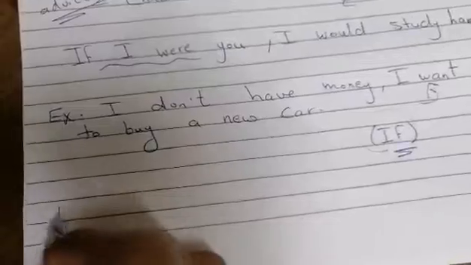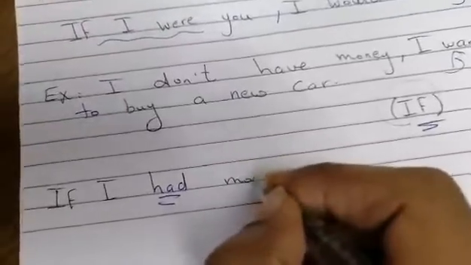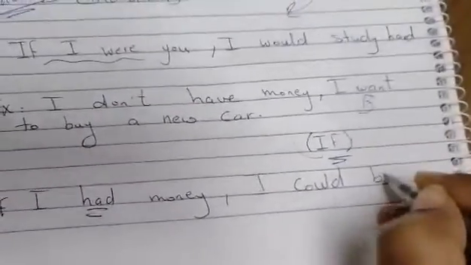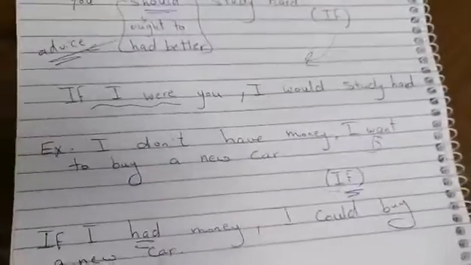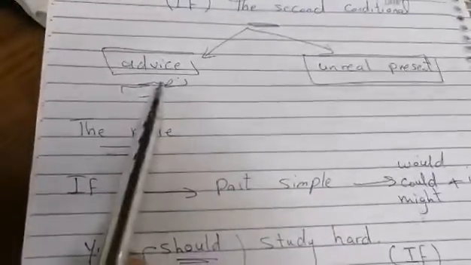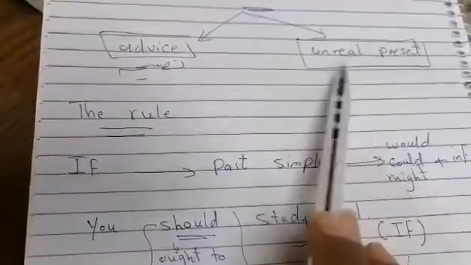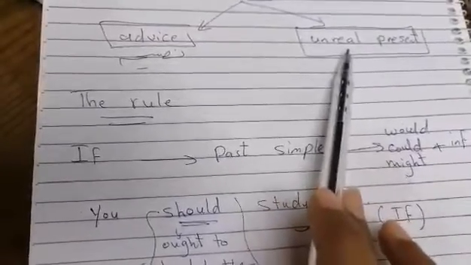You say that if I had here past simple, because I don't have money. If I had money, I could buy a new car. Okay, so again, we use if, second type, to give advice or to talk about unreal present. Unreal present means something that you wanted to do, you wanted to know, okay, now, but you can't.